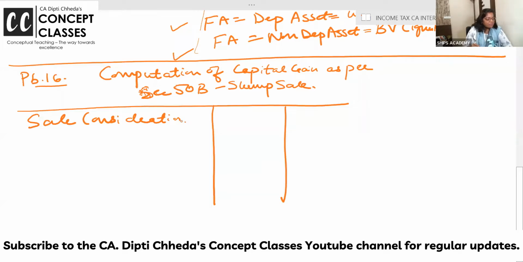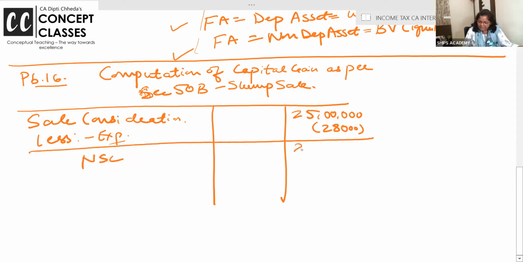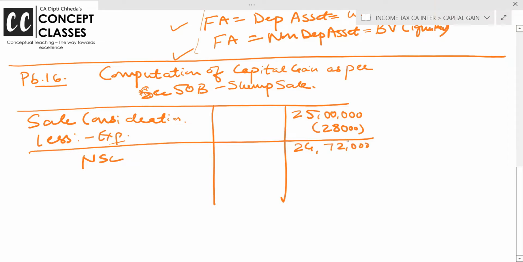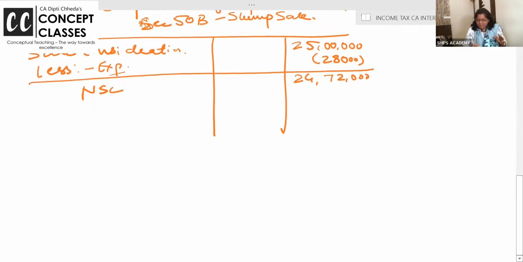They have given you 25 lakhs less expenses, 28,000. Net sale consideration is 24 lakh 72,000. Just a minute, I'll also get my calculator. Your materials also have nice questions. You can do it today itself and complete this topic called slump sale. 8 marks is a question asked. All right. So this is your net sale consideration.